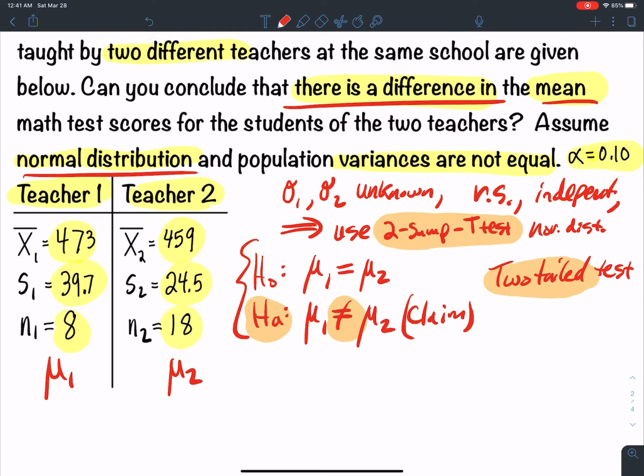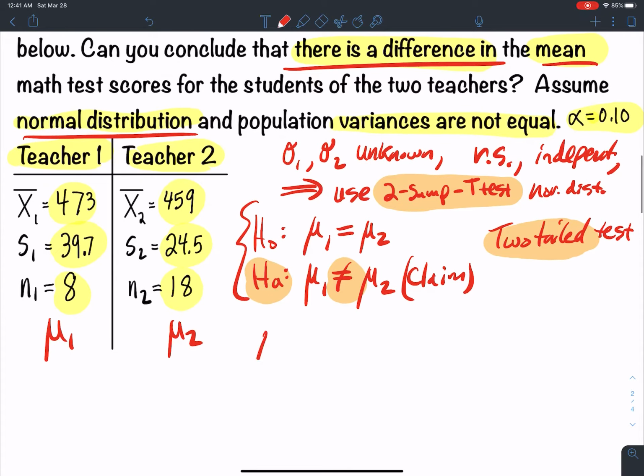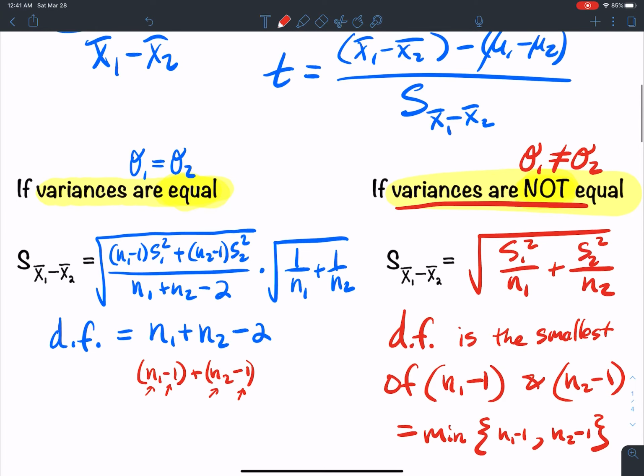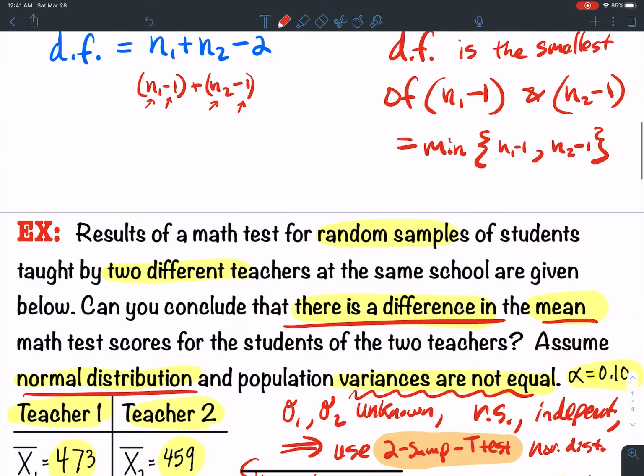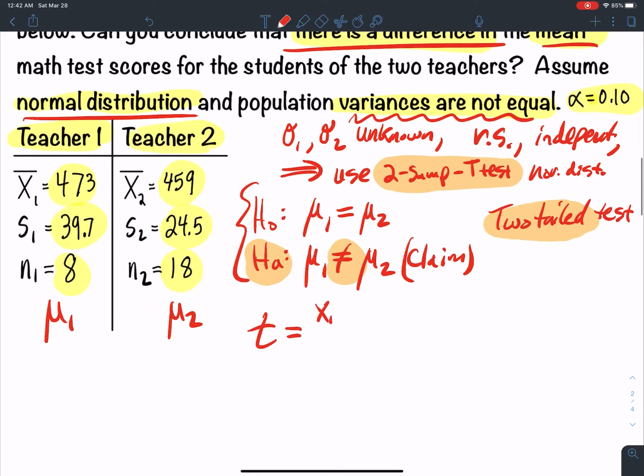What about the t-value? How do I calculate the t-value? Well, it all depends on variances not equal to. So we go to the not equal to formula. What do I know? In the Ho, I assume these are equal, so that goes away. So I have x bar 1 minus x bar 2 over the square root of s1 squared over n1 plus s2 squared over n2.